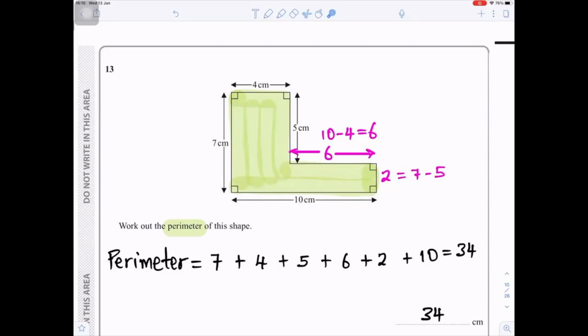Now, to get the perimeter, you add all of them. And you have to be very careful when you do this in exams. When I mark the exams, students know what perimeter is, but they are rushing and they don't add the numbers correctly. So it's very important. Take your time and add them up properly. So I'm going around: 7 plus 4 plus 5 plus 6 plus 2 plus 10. And that will give you 34 centimeters.